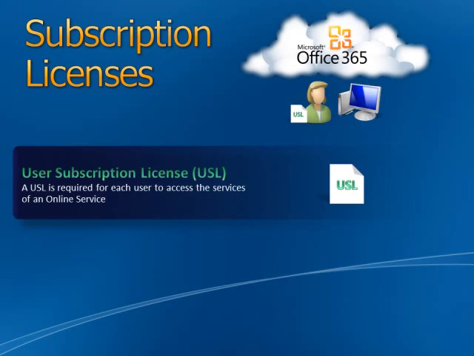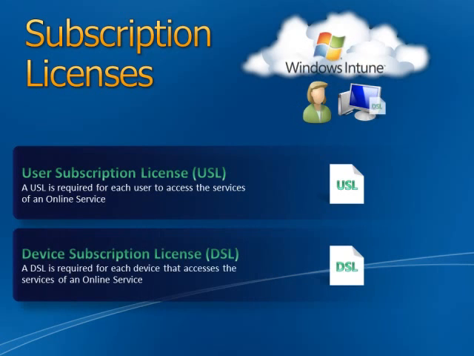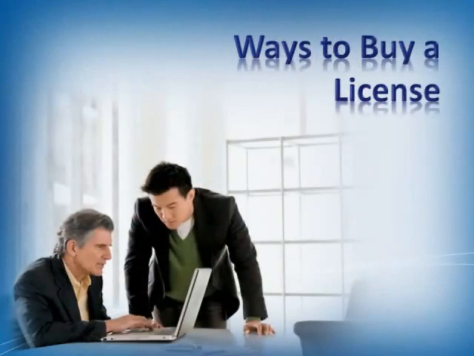The second license is the Device Subscription License, or DSL, which is required to license an individual device to access the services of an online service, such as Windows Intune. Well, we've finished looking at the different licensing models that are out there. Now let's look at the different ways to buy a license.